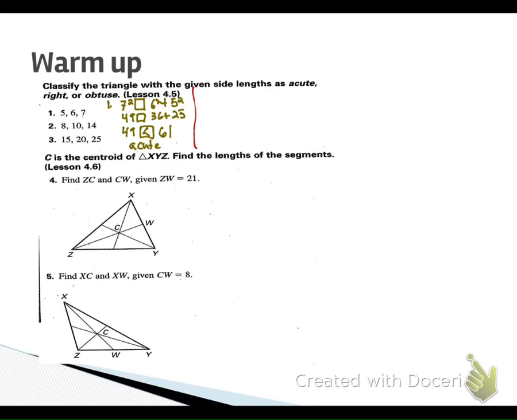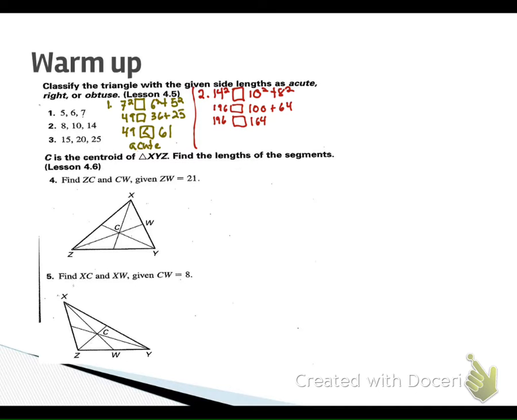Would anybody like to volunteer to do that one? Yes, ma'am. 14 squared equals 10 squared plus 8 squared. What is 14 squared? 196. Then we have 10 squared, which is 100, plus 8 squared, 64. Okay, so we have 196, we have a box, and we have 164.